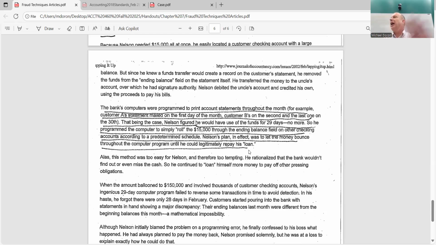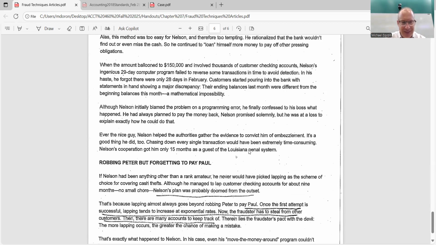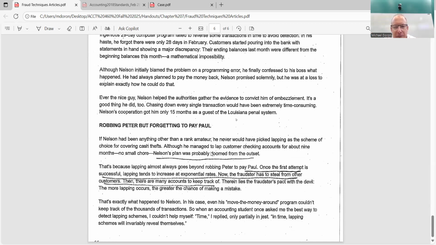Yeah, I don't know every little detail of this, but that's basically what he did. And that's called lapping. That's the point of it. Nelson's plan was probably doomed from the outset. Once the first attempt is successful, lapping tends to increase at exponential rates. Now the fraudster has to steal from other customers. Then there are many accounts to keep track of. Okay, so that's another fraud technique called lapping.